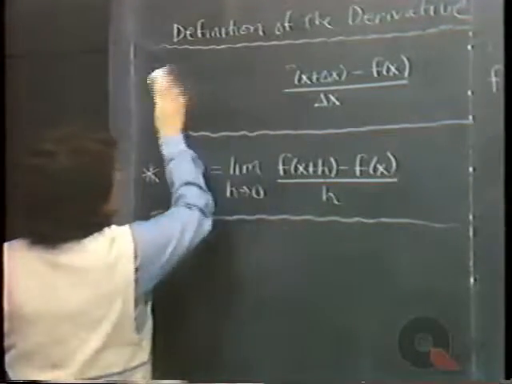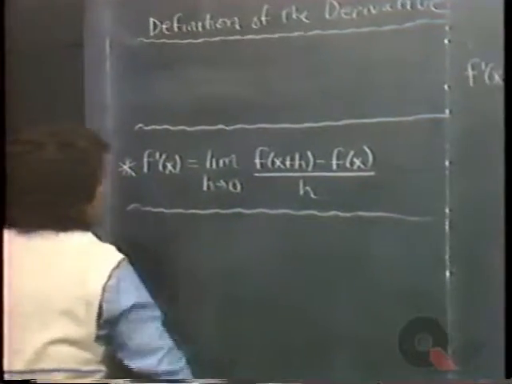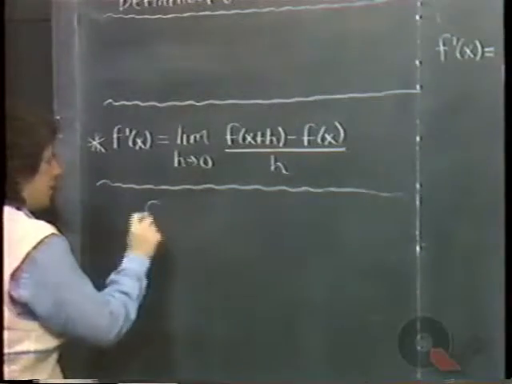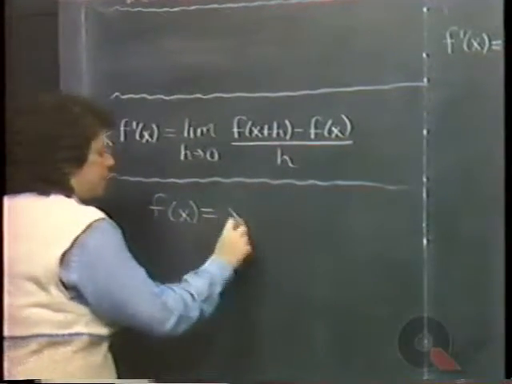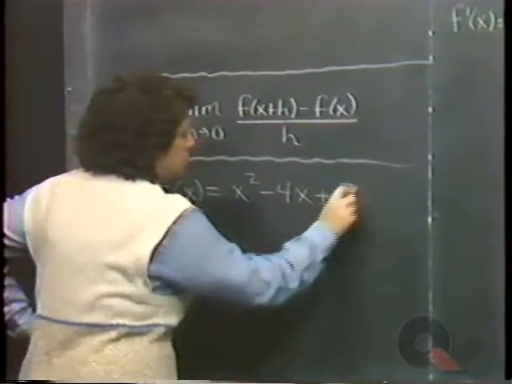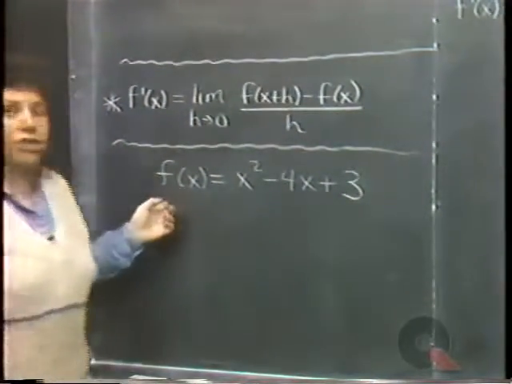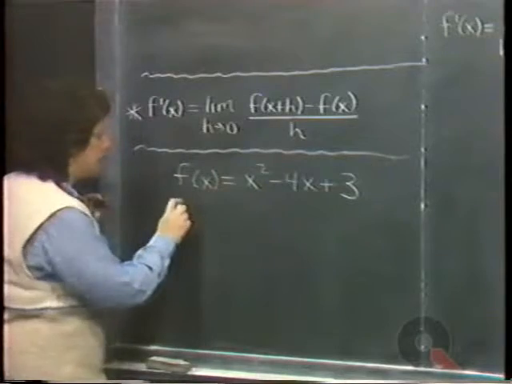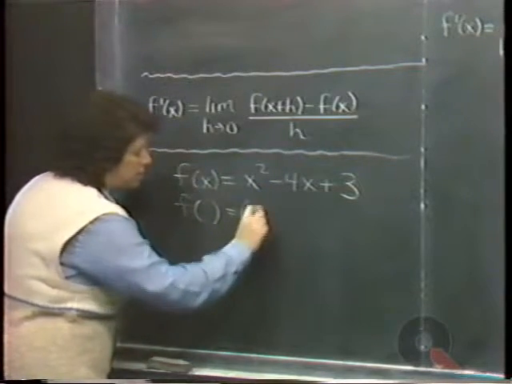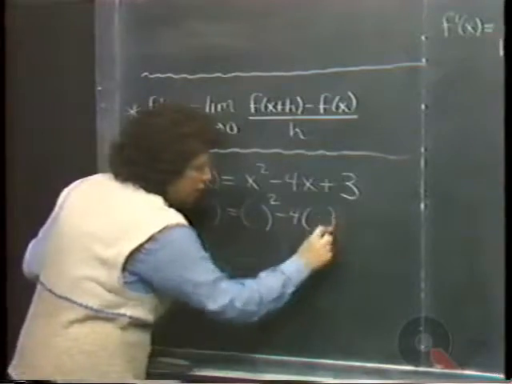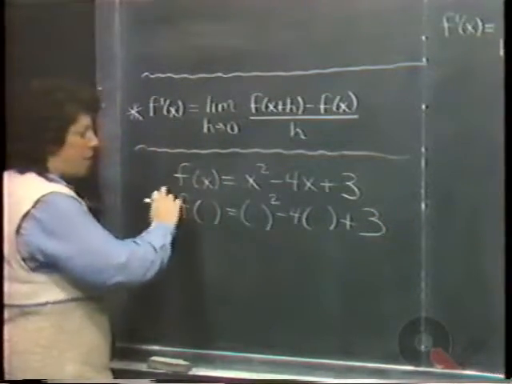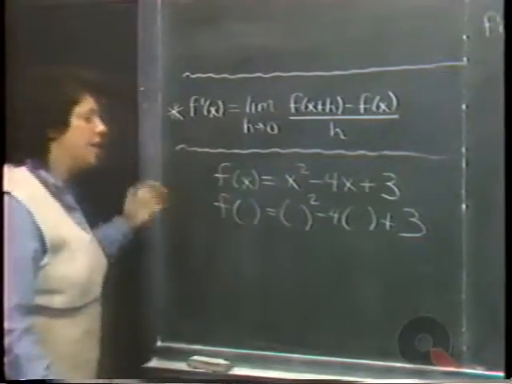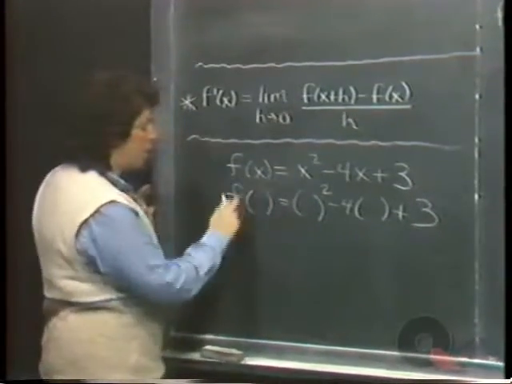Now, if we're going to be using this form of the definition of the derivative, let's say we have a problem. We want to calculate the derivative of the polynomial f of x is x squared minus 4x plus 3. We have to understand how this function notation works. f of x is x squared minus 4x plus 3 tells us that f of anything is that something squared minus 4 times that something plus 3. Notice how I've gone through the definition of the function, and every time I see an x, I've replaced it by parentheses. This will enable me to substitute anything I want in for the x.